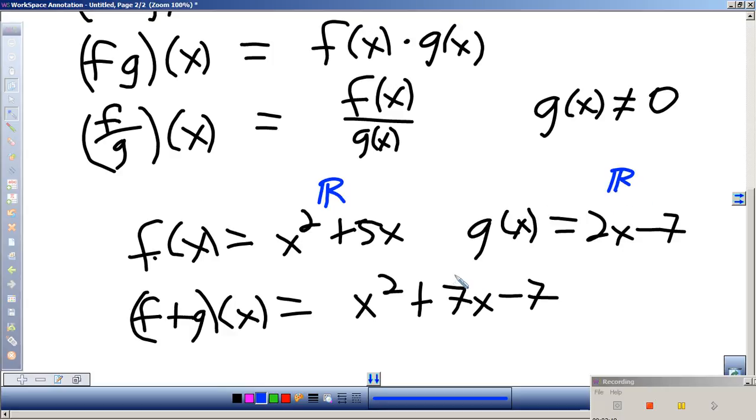What's the domain of this one? Then what would the domain of this one be? Okay, in this case, very nice. All three are polynomials, so we get a nice answer.